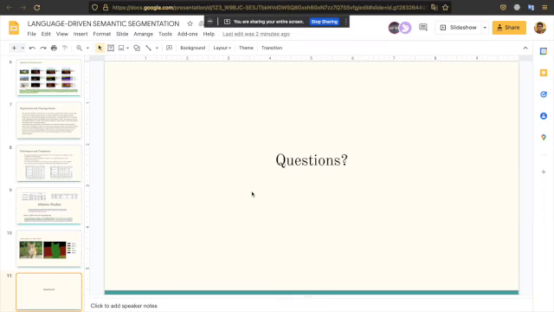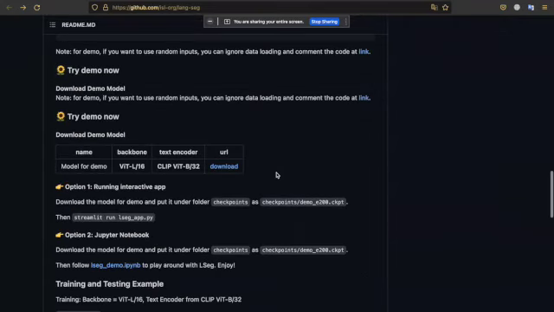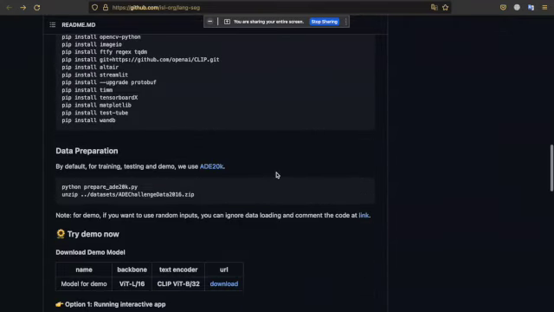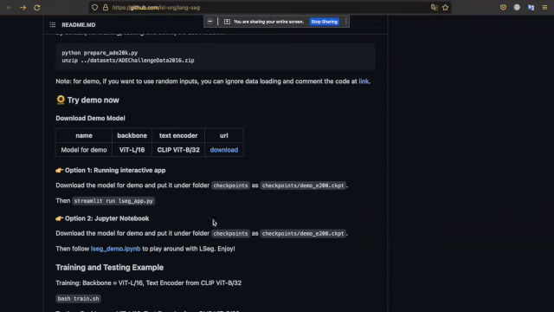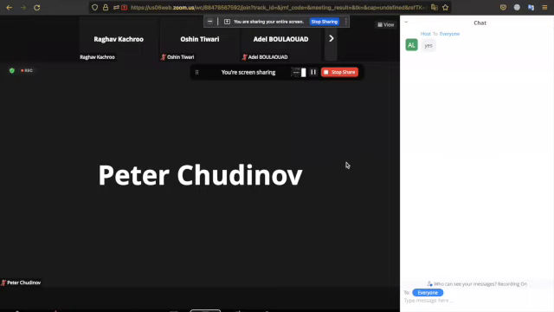But if not that, if you just go to the GitHub, I'm pretty sure you all have the link. There's a simple way to implement the demo and see how it works just by using a Jupyter Notebook. You just have to create a folder and then deploy the lseg demo ipynb, and you'll be good to go.